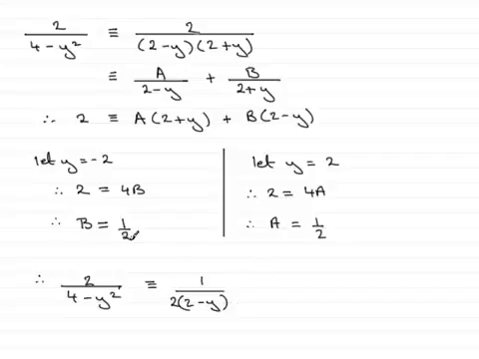Similarly, b is a half, okay, so we've got to put a half over 2 plus y, and again, if I times top and bottom by 2, I would get 1 over 2 multiplied by 2 plus y. And there we have the answer, 2 over 4 minus y squared expressed in partial fractions. And that brings us to the end of this part of the question.